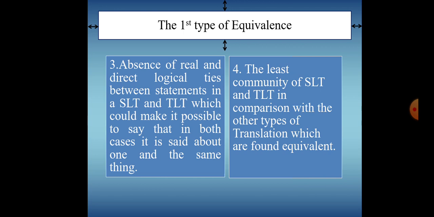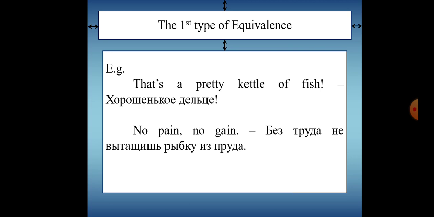We give translations of this level of equivalence when a more detailed reproduction of the content is not possible, and also in cases when translation can lead the receptor of translation to quite different associations than those of the receptor of the original text, and thus can prevent him from conveying the purpose of communication. For example, that's a pretty kettle of fish. No pain, no gain.